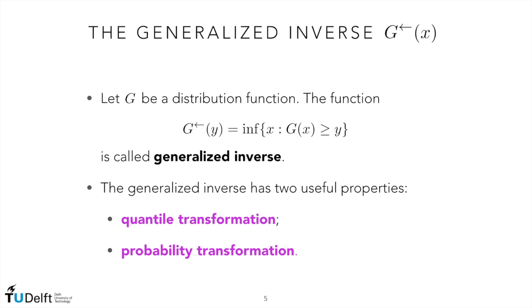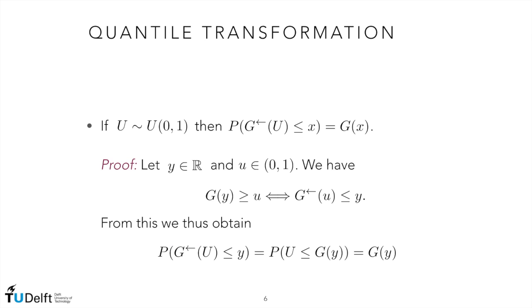For us, the most important properties of the generalized inverse are the quantile transformation and the probability transformation. The quantile transformation tells us that the quantiles of a uniform random variable with support on the interval 0, 1 can be linked to a distribution function G. In fact, the probability that the generalized inverse of U is smaller than or equal to a value y corresponds to G of y, where G is the distribution function on which we have defined the generalized inverse.